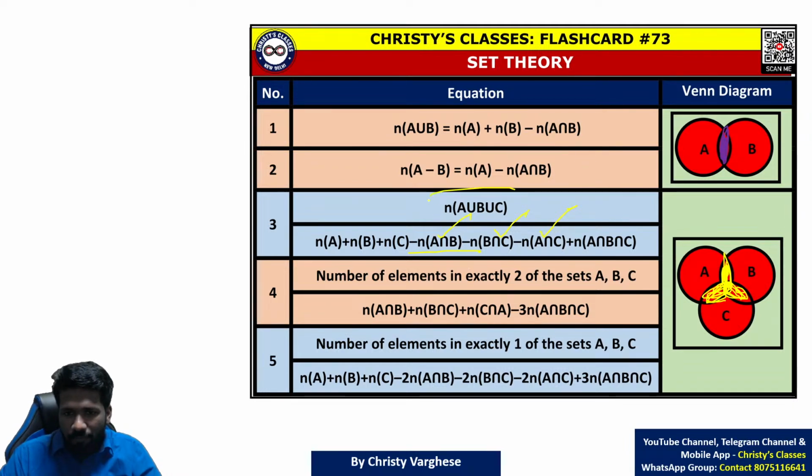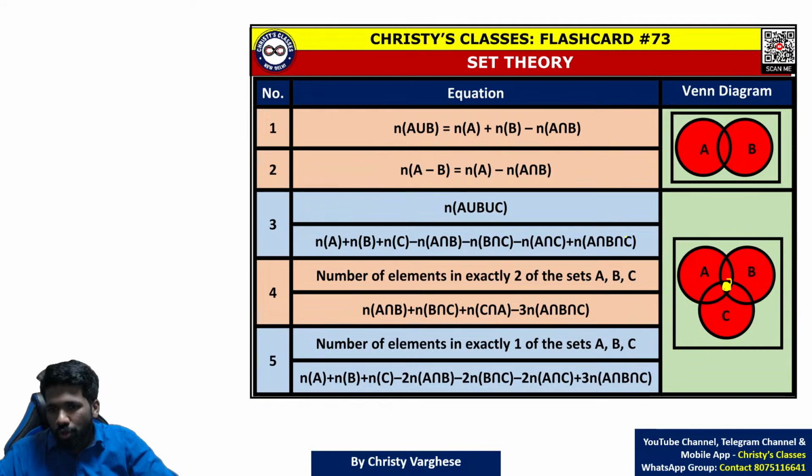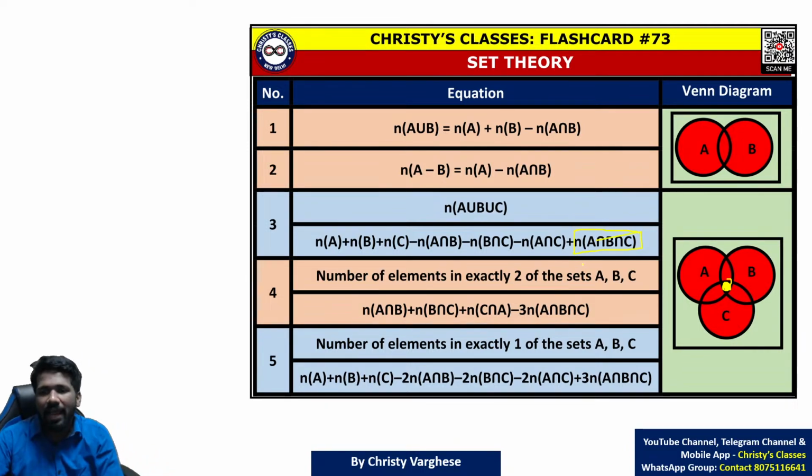But is that enough to find N of A union B union C? No. There's a problem. When you removed the center portion 3 times, but that should be there 1 time. Only 2 times it should have been removed, but you have removed it 3 times. So you have to add it back. A intersection B intersection C should be added back.